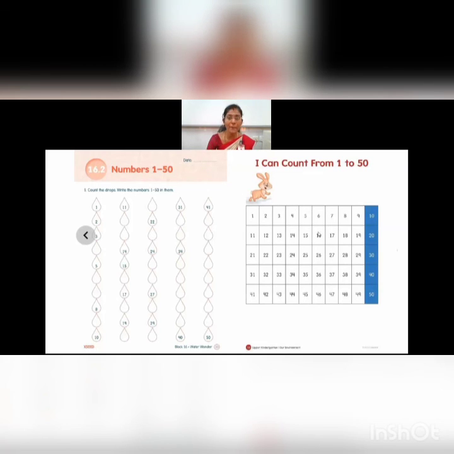I want all my children to count the numbers from 1 to 50. Open your content book and you have to hop with your fingers while counting the numbers. Yes, like 1, 2, 3, 4. You have to say it that way. Yes. So this is from the content book.